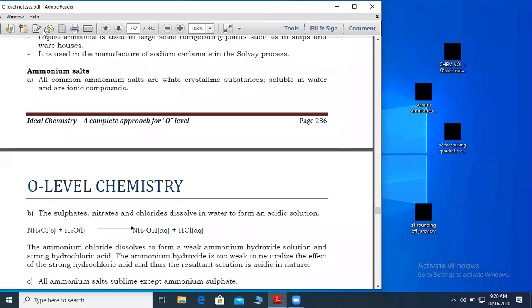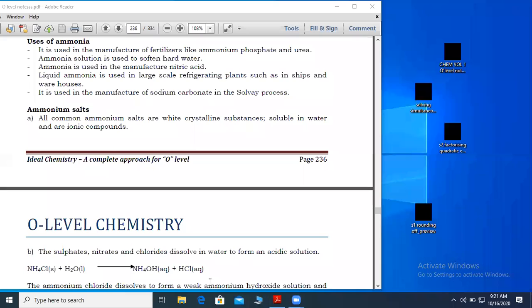This is a common question, by the way, so listen carefully. We usually ask, why is a solution of ammonium chloride in water acidic? Now, this solution, overall it is acidic. So a solution of ammonium chloride in water is acidic. And I want to tell you the reason. Let's look at that equation.